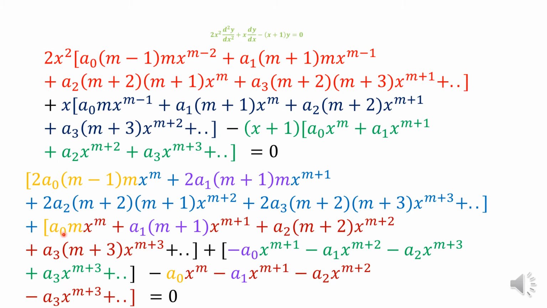Now if you see all these, here the minimum power of x is x the power m. So we will try to collect all the coefficients related to x the power m, right? What is that? These are all highlighted in yellow. 2a naught m minus 1 m, this one a naught m, because x the power m is here also, because there is no term in this respect related to x the power m plus m, right, here it is there, minus a naught x the power m, right. So all these 1, 2 and 3 terms you will be getting, right.